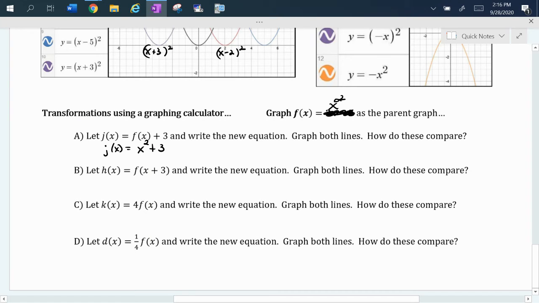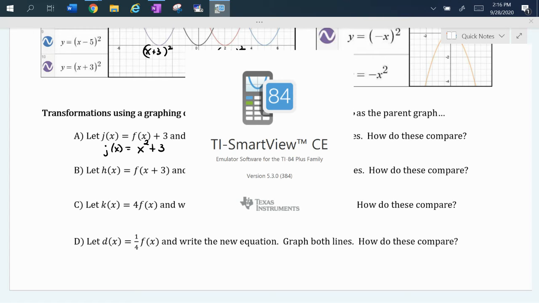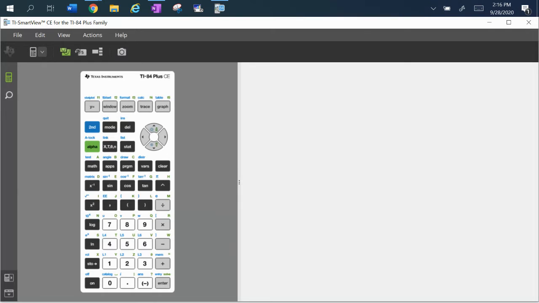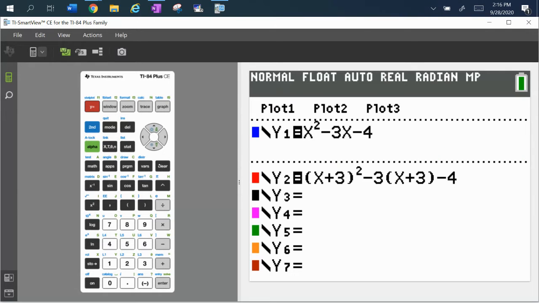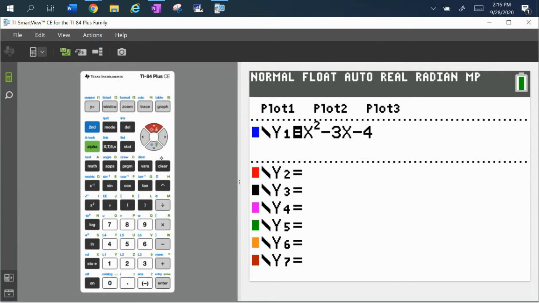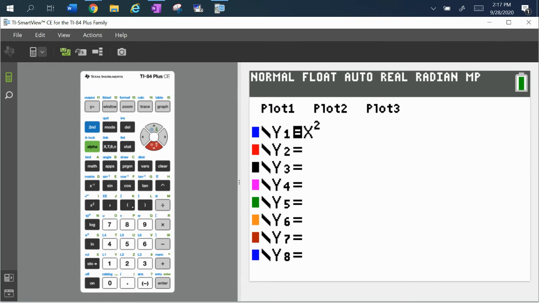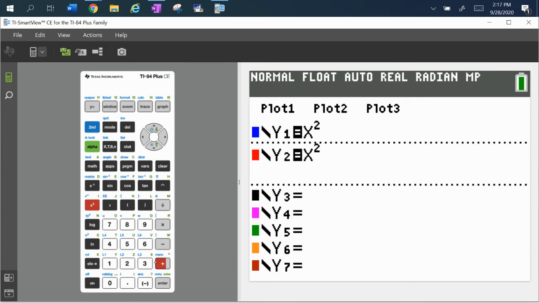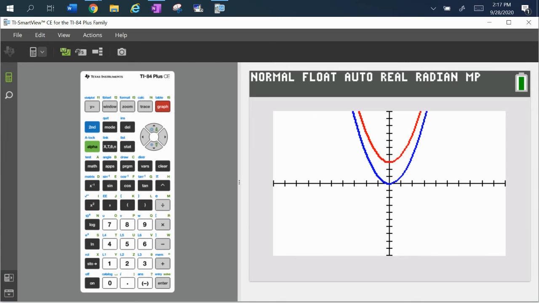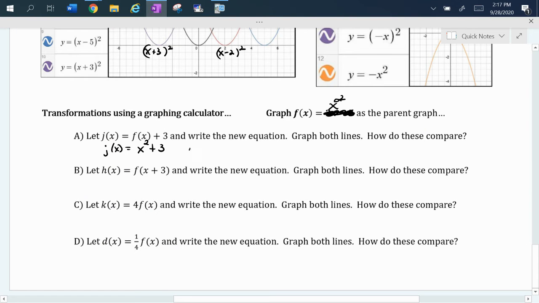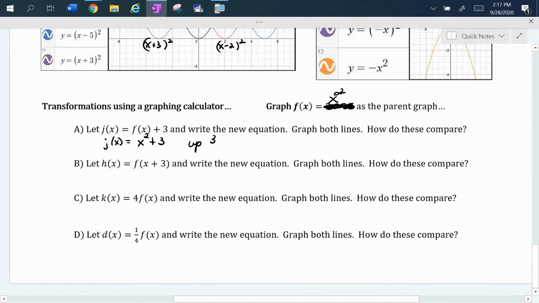So if I go to my calculator, see if I can get my calculator open. I go to my calculator and I put in x squared. I'm pretty sure I know what that looks like. Let me clear all this business. Okay, so we've got x squared. And then if I go down to y2 and I put in x squared plus 3, then I see that it moves my graph up 3. So I'm going to say up 3 units.